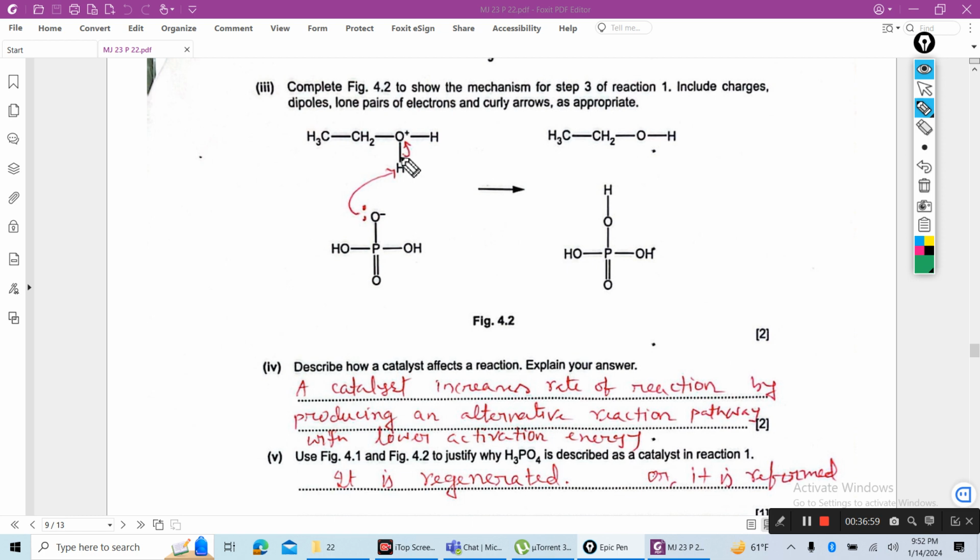This oxygen takes electron, so positive oxygen becomes neutral, hydrogen becomes H+. This oxygen is a negative ion, it has a lone pair of electrons. This oxygen gives electron to the H+, so minus oxygen plus hydrogen, it becomes neutral.